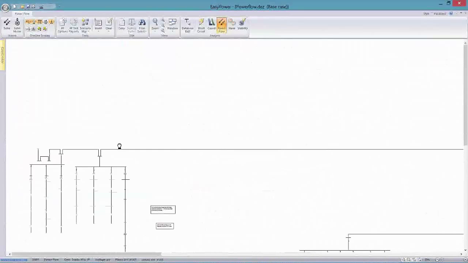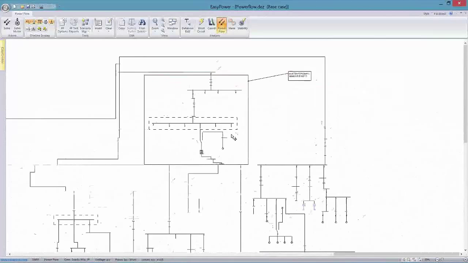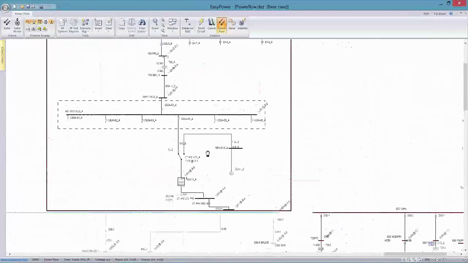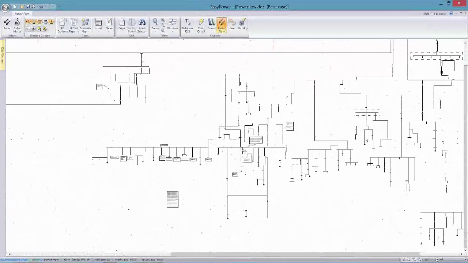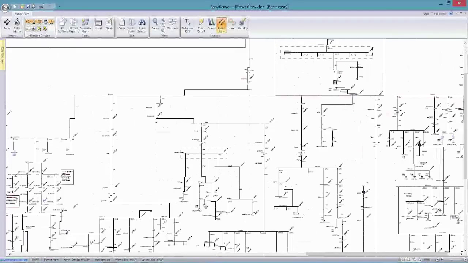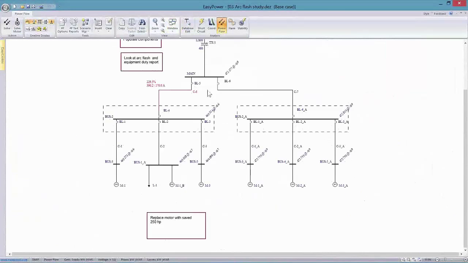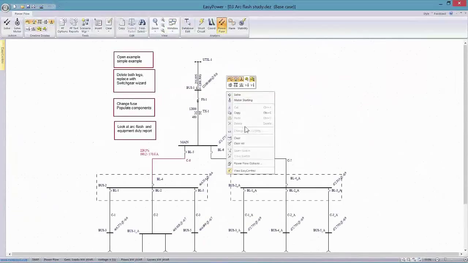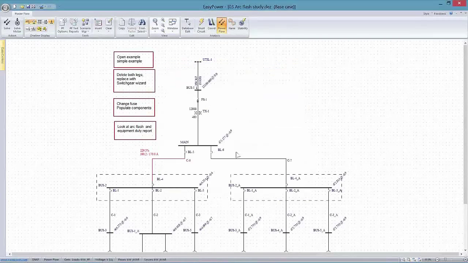This is probably... I can't even find the main utility connection. Let me go to more simplified examples. All right, we go to kilowatts and power factor and apply it.